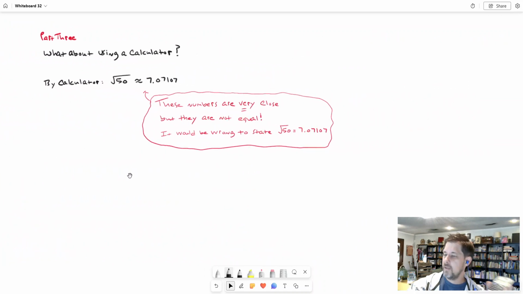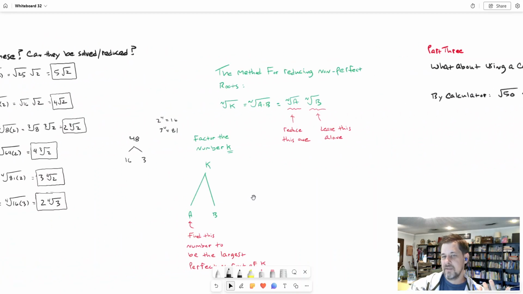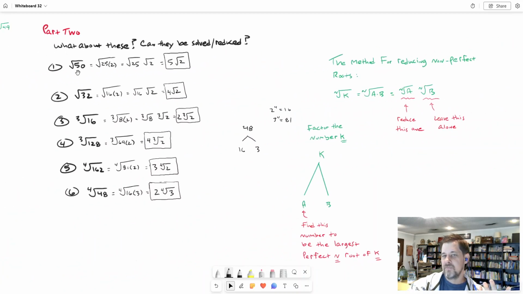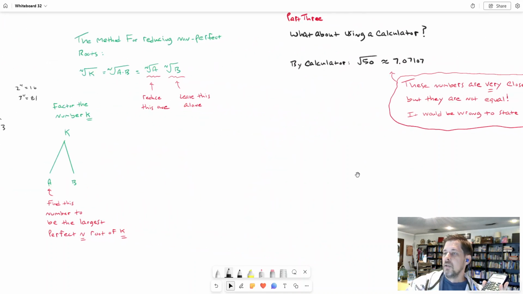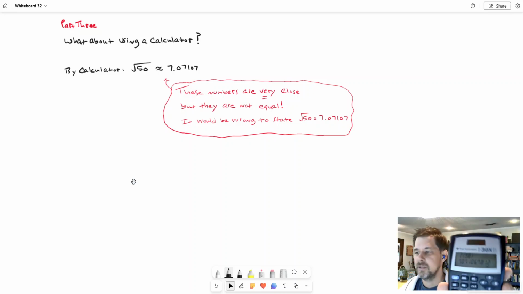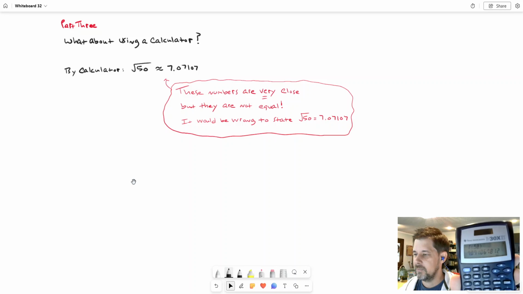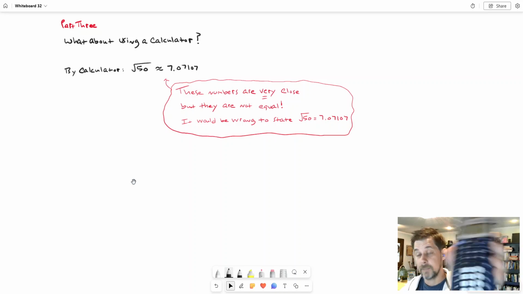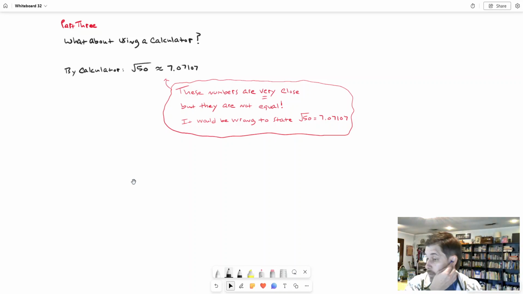One more caveat about this: are there any problems that could come up with using a calculator? Say I take this problem right here, root 50, and I told you the answer was 5 root 2. That's the reduced form. Okay, so if I use my calculator, let me show you what I get. Root 50, and it tells me this decimal that takes up the whole screen, 7.071067812. Okay, so could I say that that was the answer?